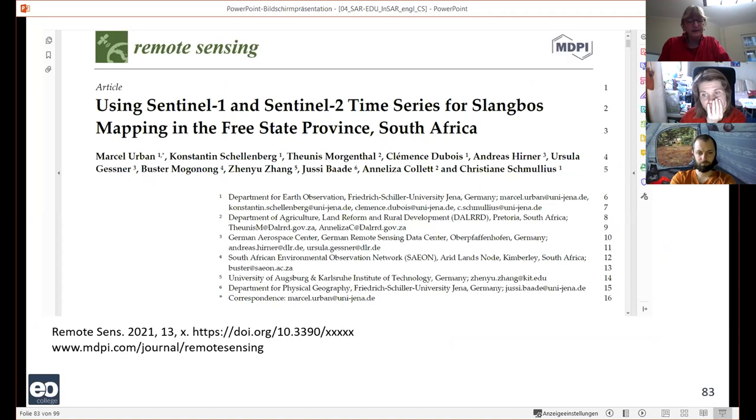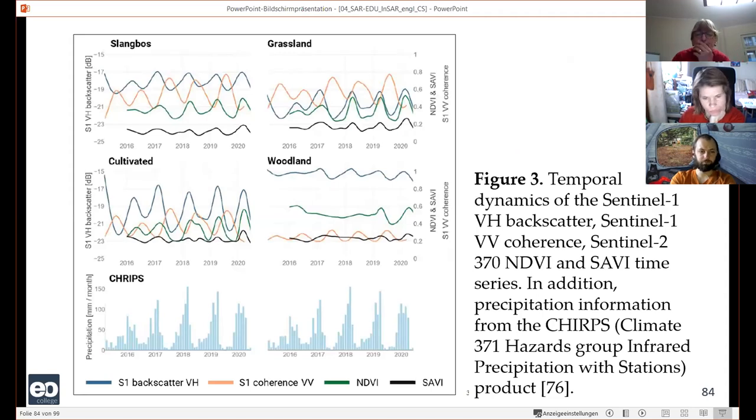This is one example I want to show you that was published this year from my department together with colleagues from South Africa and from the German Aerospace Center, using Sentinel 1 and 2 time series for this. This bush is called Slangbos, the Slangbos mapping in South Africa. But what I want to show you is the time series, and how interesting they get when you add the coherence. This is a really simple, straightforward example, looking at four different land cover types. Slangbos is this four, a perennial plant getting a height of up to 1 meter maybe. It has woody compartments, it has a strong root system, and again, it loves climate change and is spreading over the grassland. So we want to separate that from grassland, natural grassland or pasture. Then, of course, we have cultivated land, agricultural land with changes, and we have woodland.